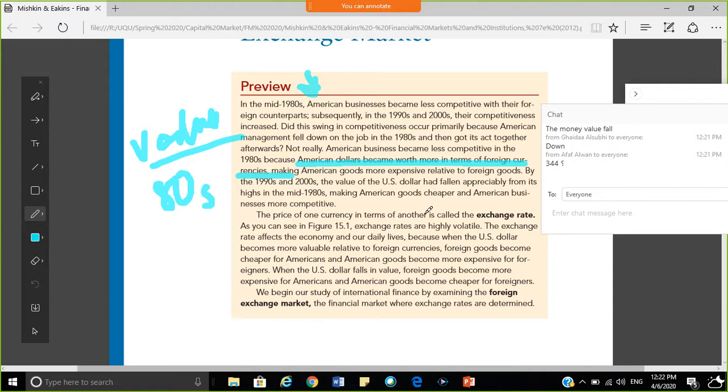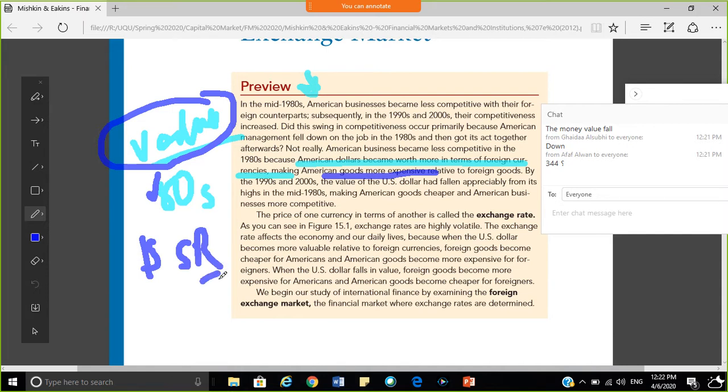So American dollars became more valuable than other currencies in the 80s. As a result, what happened? Making American goods became more expensive. So it's obvious that if your dollar or real is more valuable, it's increasing in value. So when you give real to someone, compared to last year, if the value is high, what will happen? The production cost will increase because the value of real is increasing. But for the same real, if the value is less compared to the dollar or any other currency, the production cost will go down.